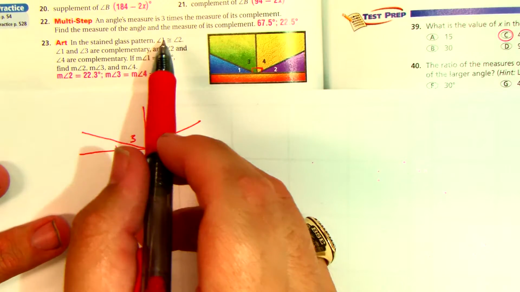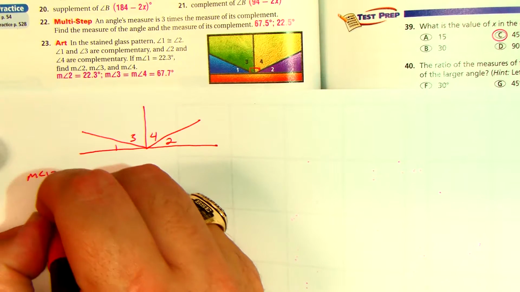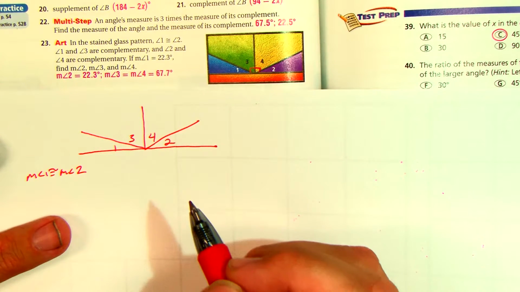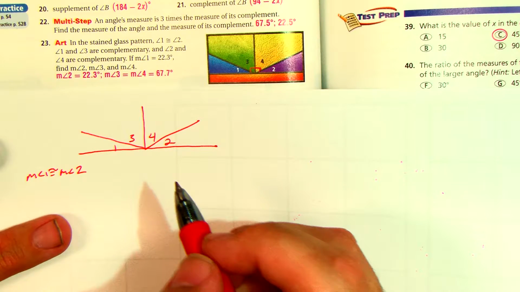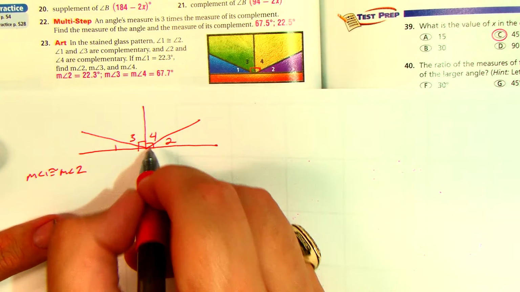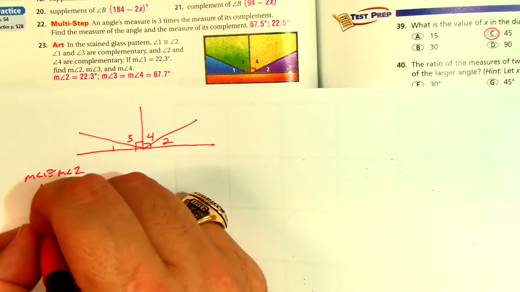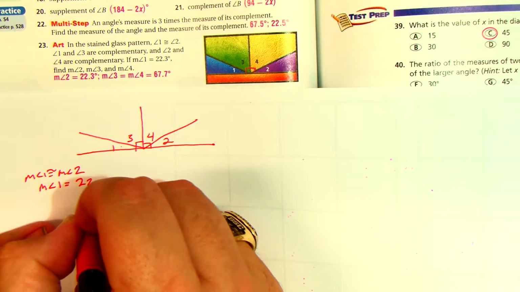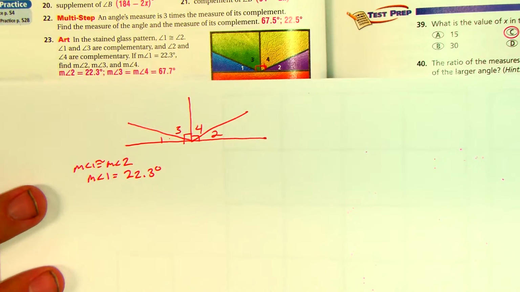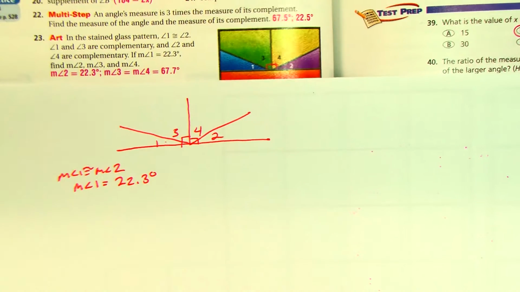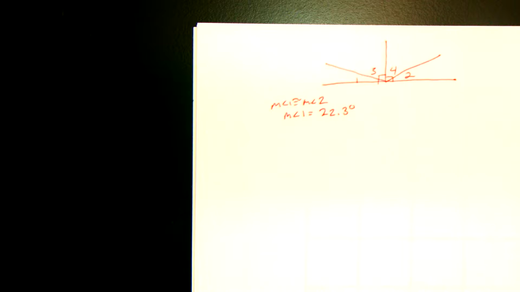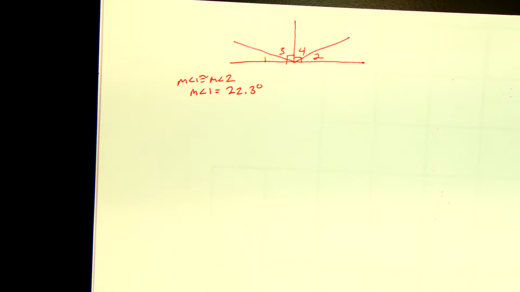And we are told that the measure of angle 1 is congruent to the measure of angle 2. And then we have our right angles, which tells us that 1 and 3 are complementary, 2 and 4 are complementary. And we're told that the measure of angle 1 is equal to 22.3 degrees. All right, so that's the picture. And I'm not going to use the picture in the book anymore because we got our own picture to deal with. We're dealing with our picture now.